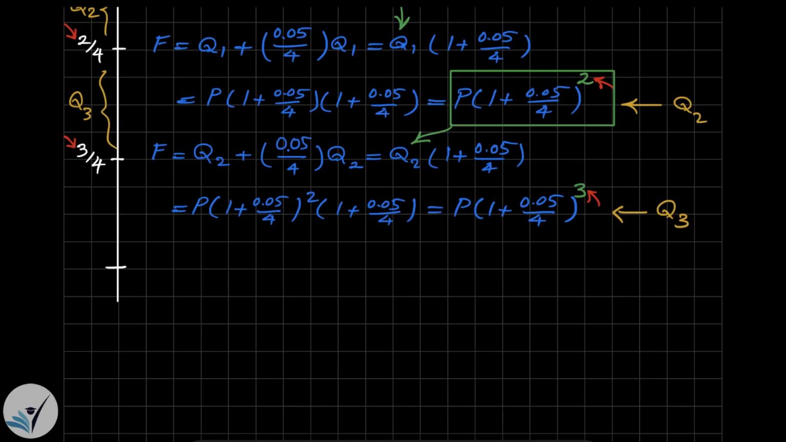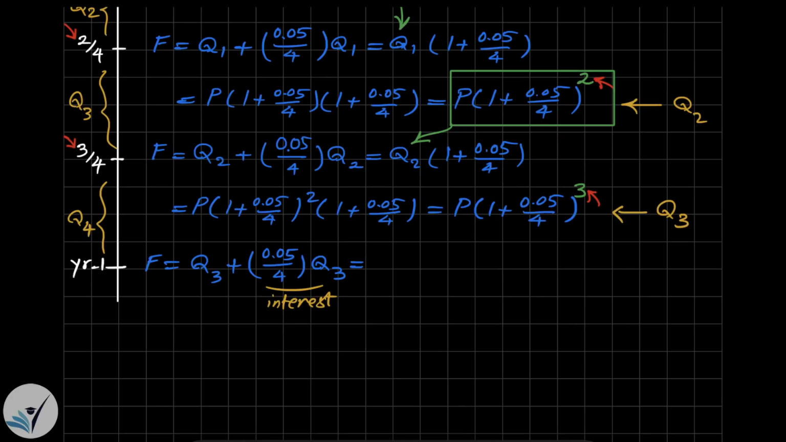And finally, at the end of the first year, which is end of the fourth quarter, the balance of the account is equal to the balance of the account at the end of the third quarter plus the interest added to the account, which is 0.05 divided by 4 times the balance of the account at the end of the third quarter, because this is an account with compound interest. So this part is the interest.